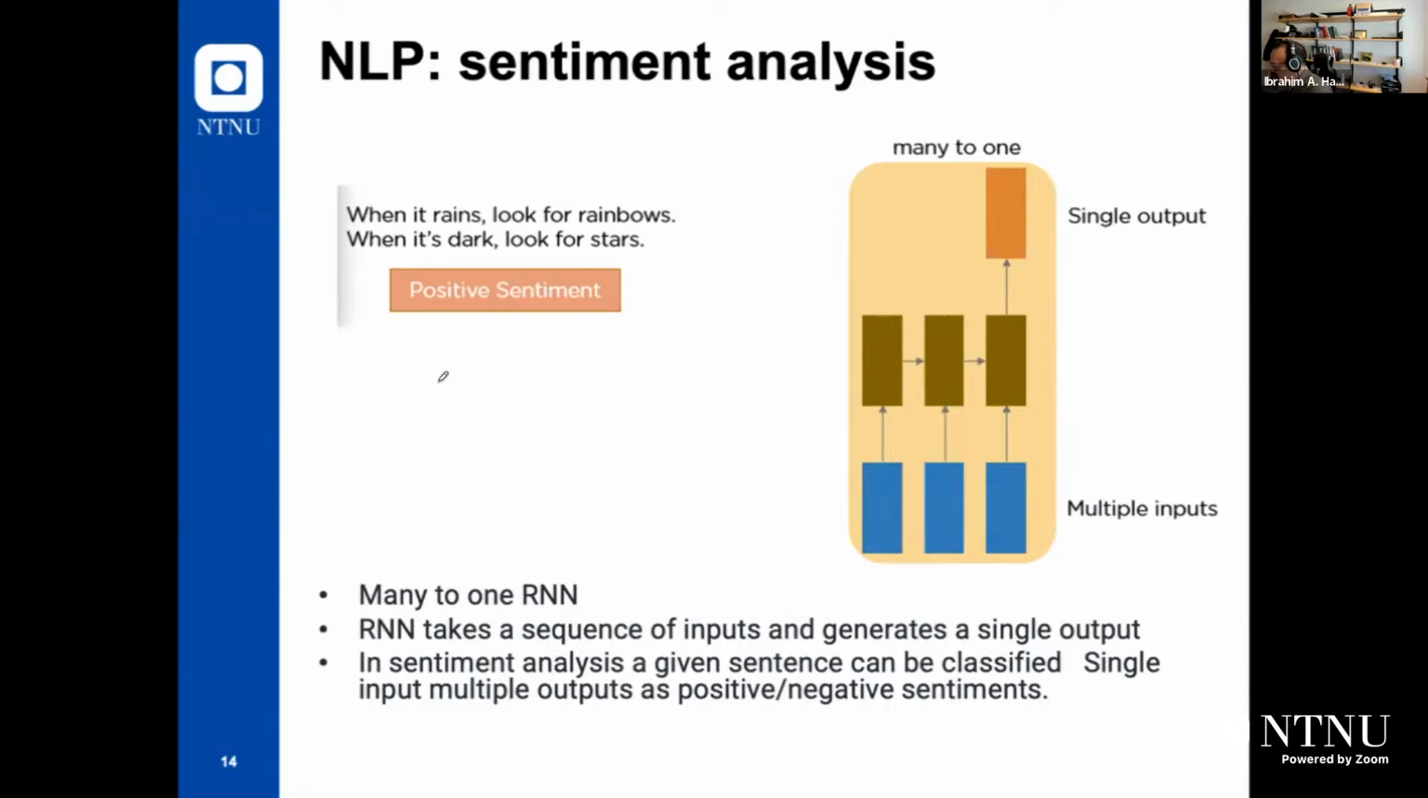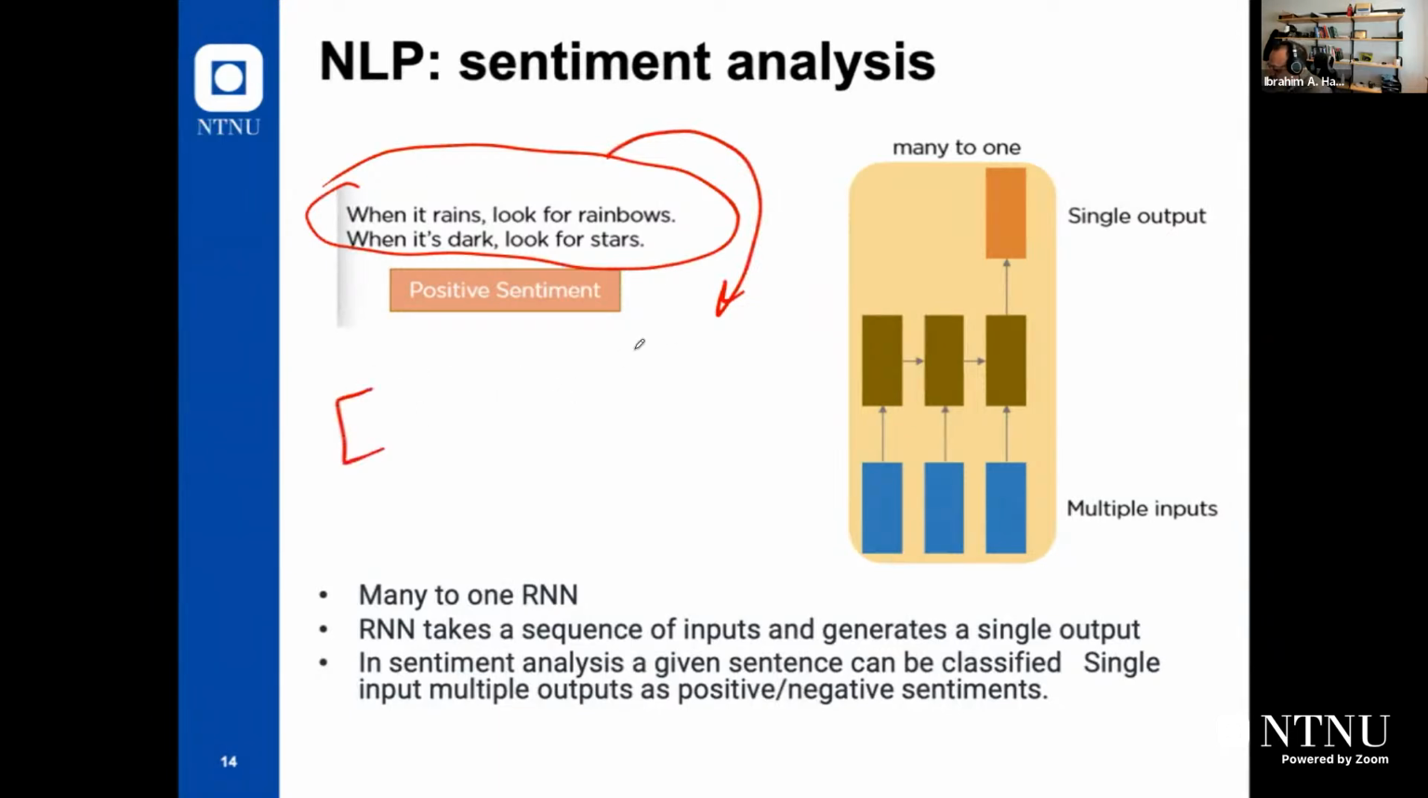If I have a text like this one, for example, "When it rains, look for rainbows. When it's dark, look for stars." This is a text I need to feed to my model. So if you use an MLP, I need to convert this. I need to use word embedding and convert this, for example, into one vector, correct? And I will feed this vector to my MLP.